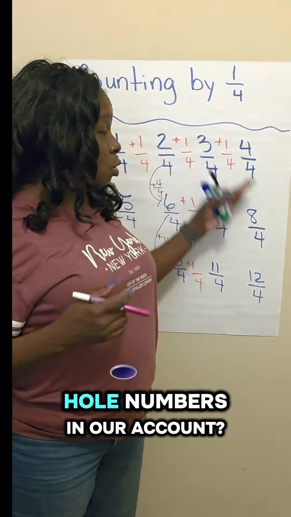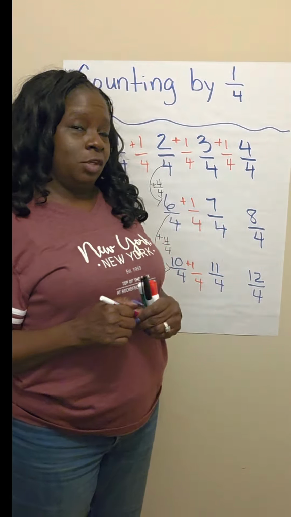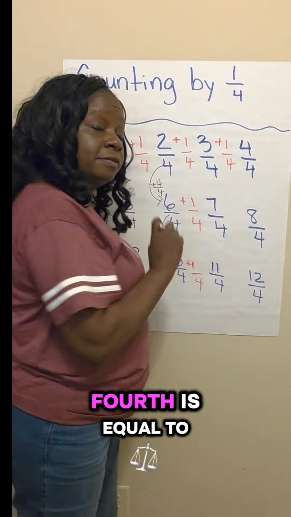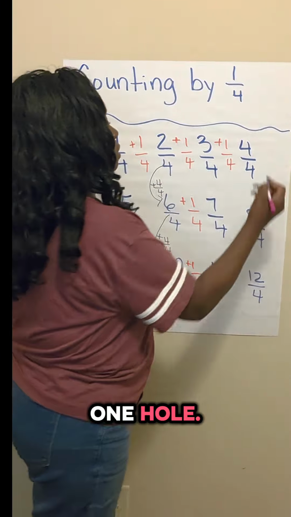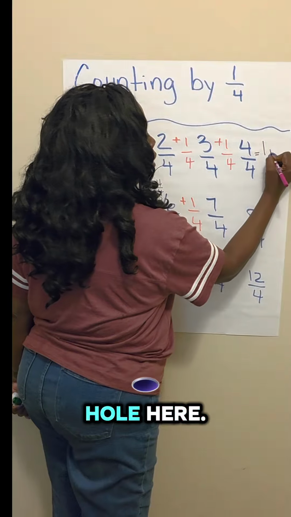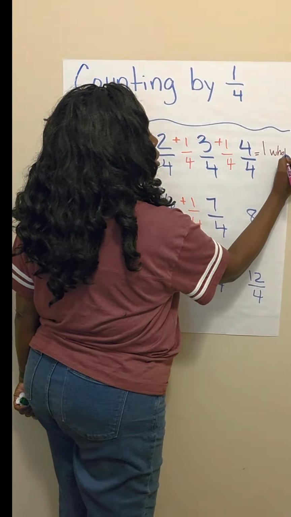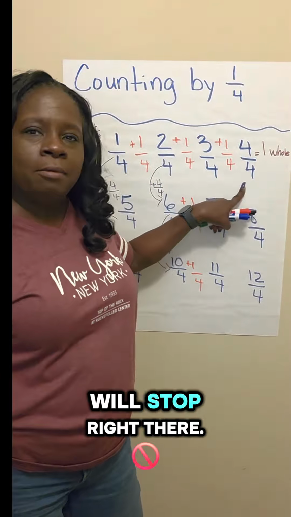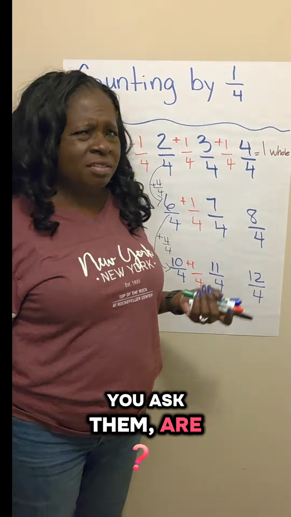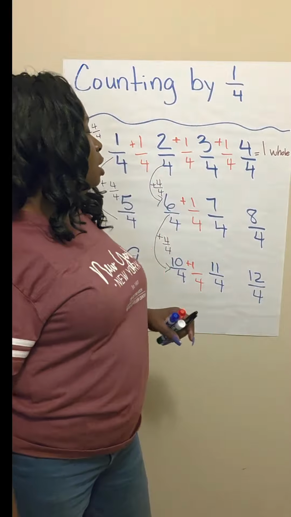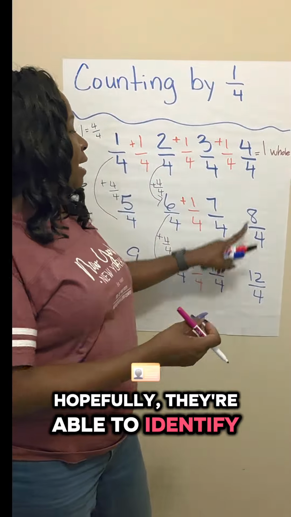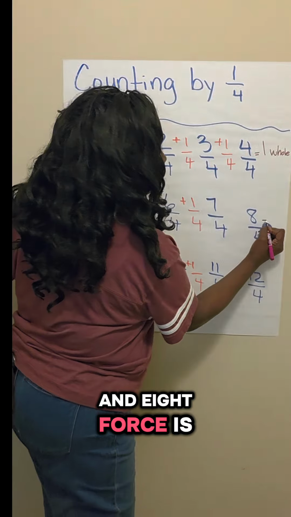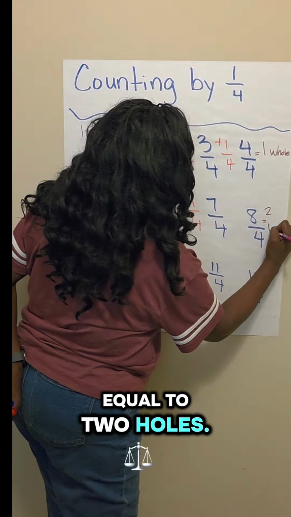Now, another question I may ask the students, are there any whole numbers? Do you see any whole numbers in our count? Hopefully they're able to identify that 4/4 is equal to 1 whole. So I'm going to put 1 whole here. Now, a lot of students will stop right there. You'll ask them, are there any more whole numbers? Hopefully they're able to identify 8/4. And 8/4 is equal to 2 wholes.